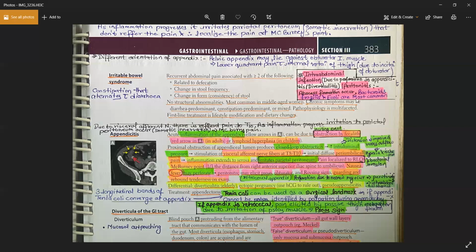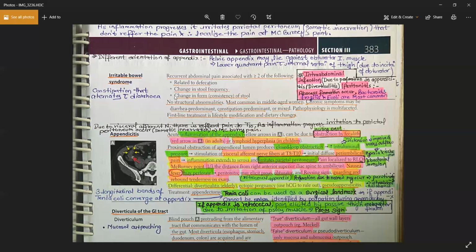So symptoms will always be chronic. Sometimes there could be diarrhea predominant, there could be constipation predominant, or sometimes they could also be mixed. The pathophysiology is always multifactorial, and the first line treatment is lifestyle modification and dietary changes. Nothing to understand more about this disease. Just know three things: the pain while defecation, the change in the frequency of the stool, and the change in the consistency.